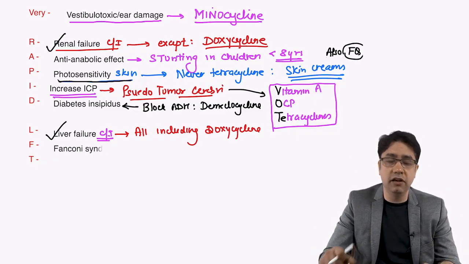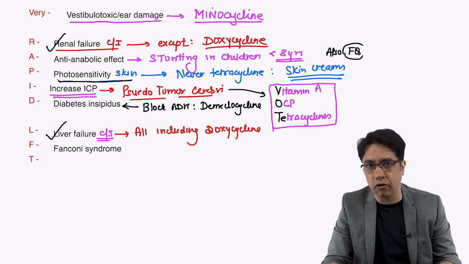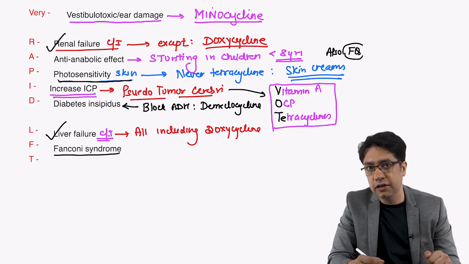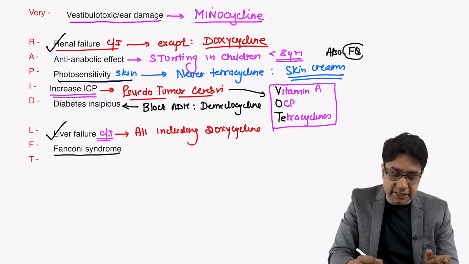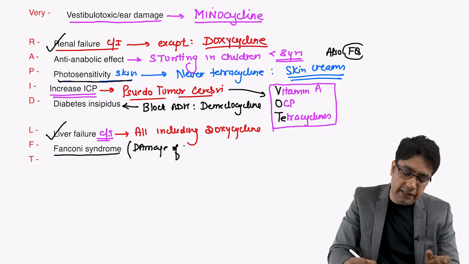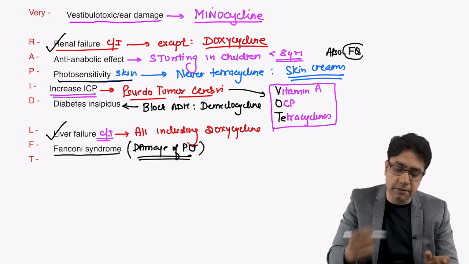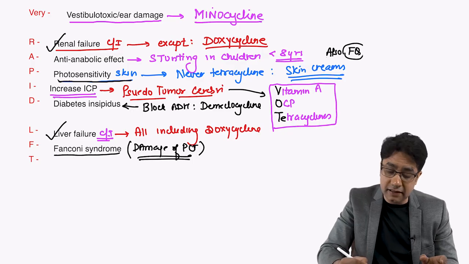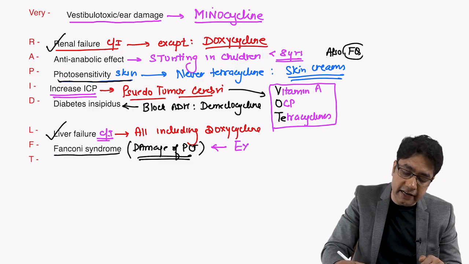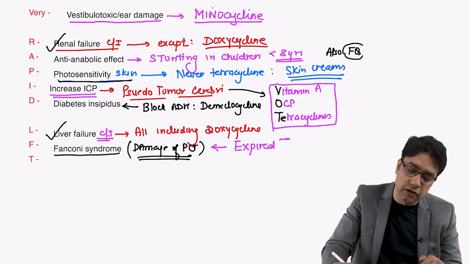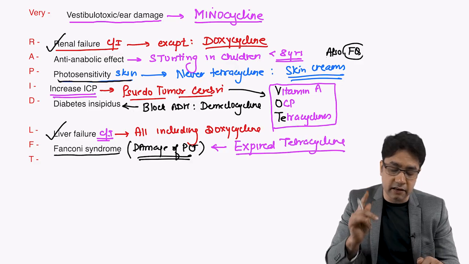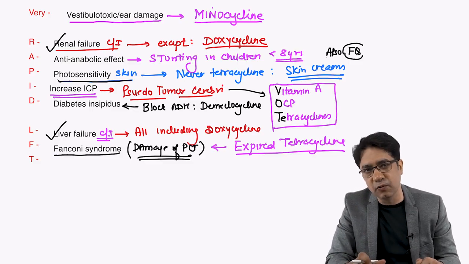Now they have a very peculiar side effect of Fanconi syndrome. Now Fanconi syndrome is renal damage, especially damage to the PCT of the nephron. This damage to the PCT, that is the proximal convoluted tubule of the nephron, this peculiar side effect is seen with expired tetracycline. So there were many reports that expired tetracycline can cause renal damage, Fanconi syndrome.